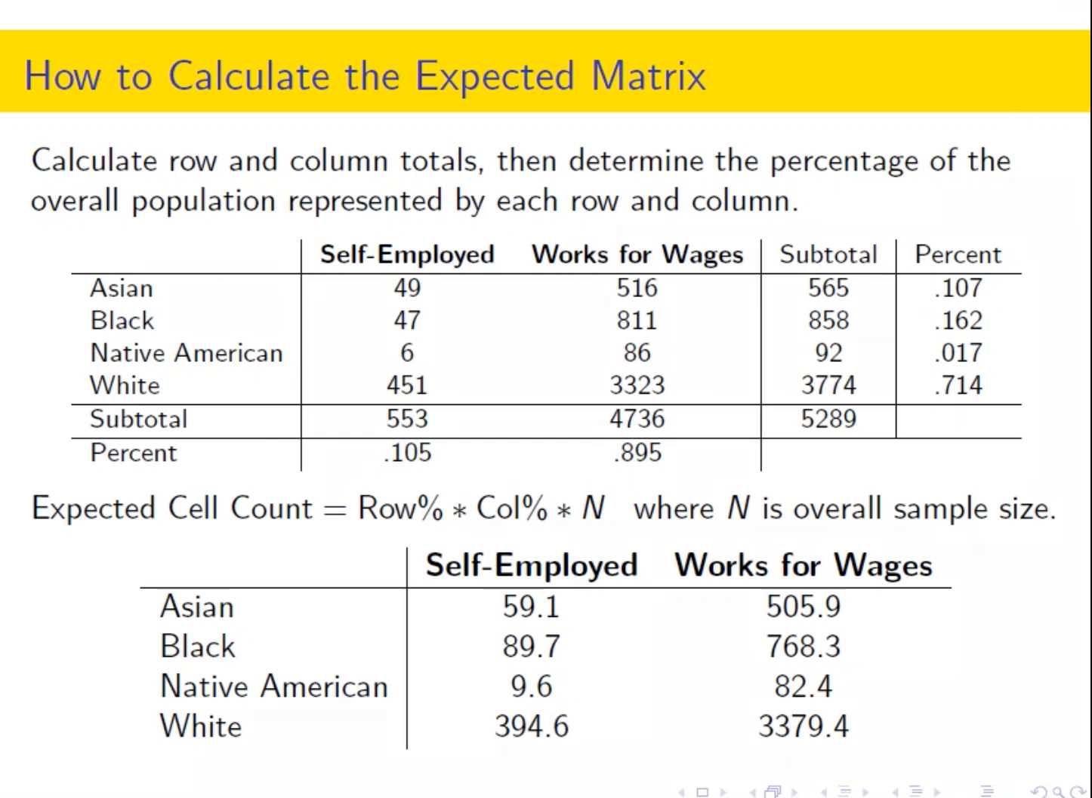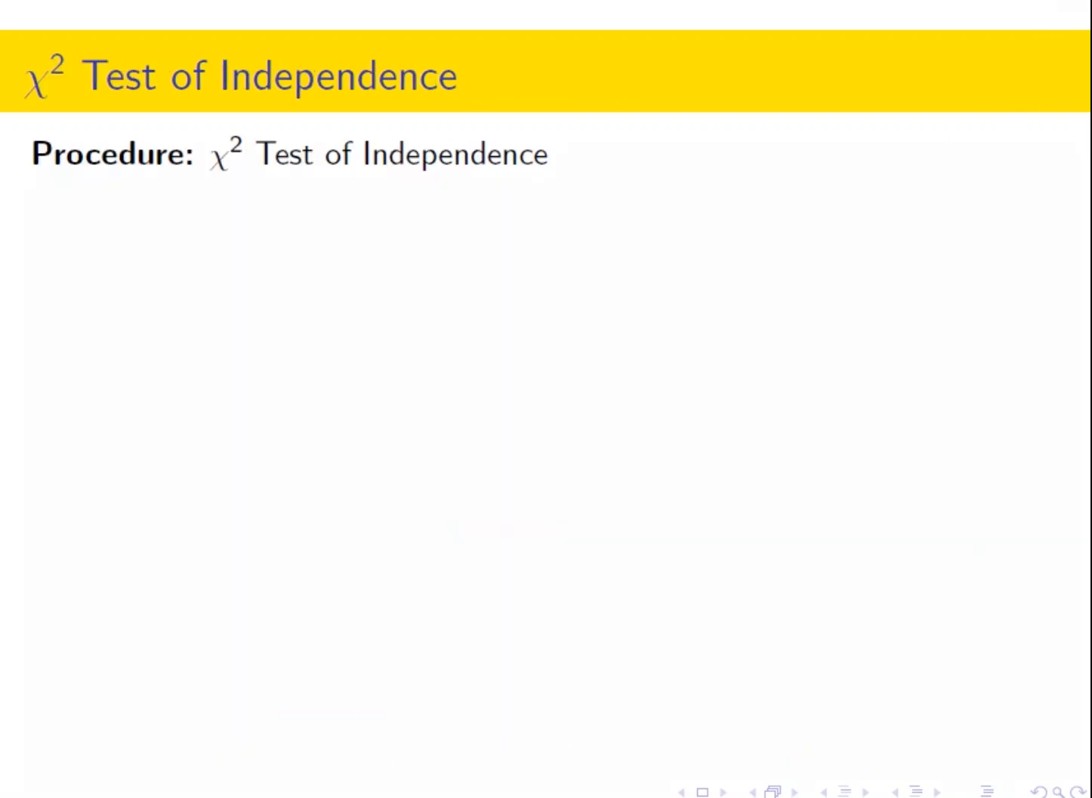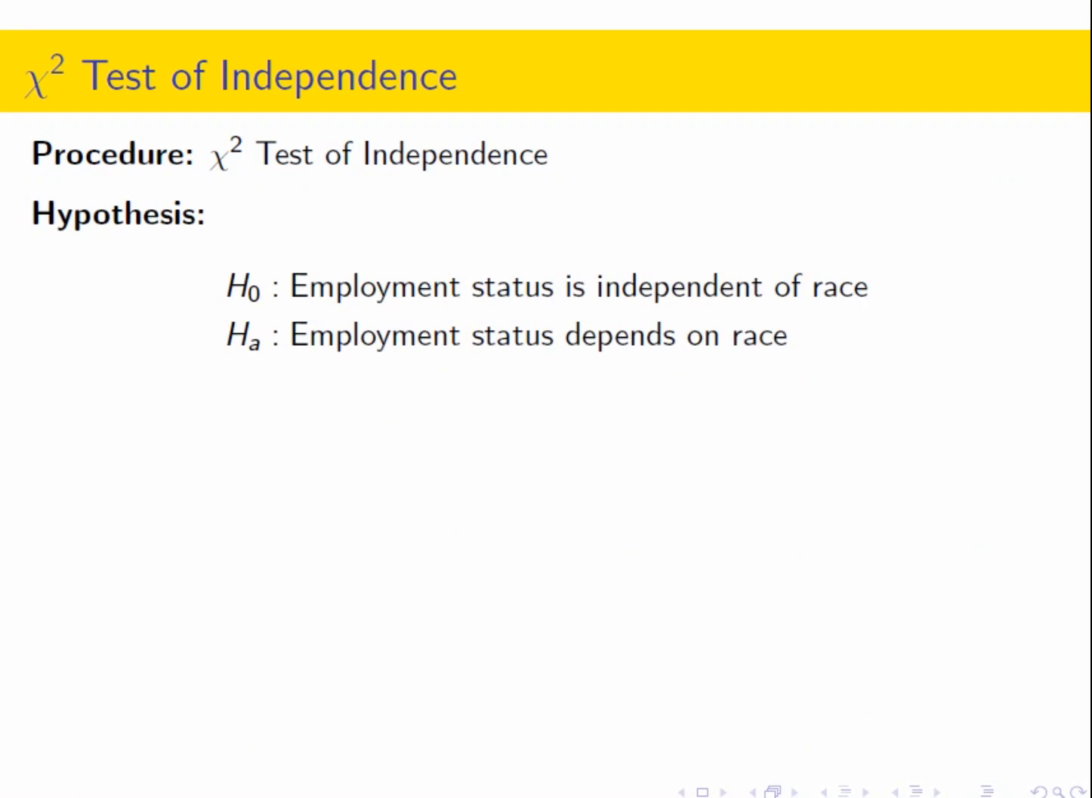Okay, so let's take a look at the actual hypothesis test now that we've got all that. We've got the chi-squared test of independence. Our hypothesis is that employment status is independent of race. And the alternative, if that's not true, is that employment status depends on race.